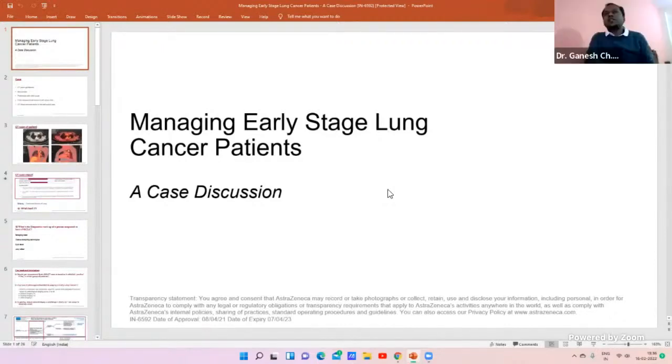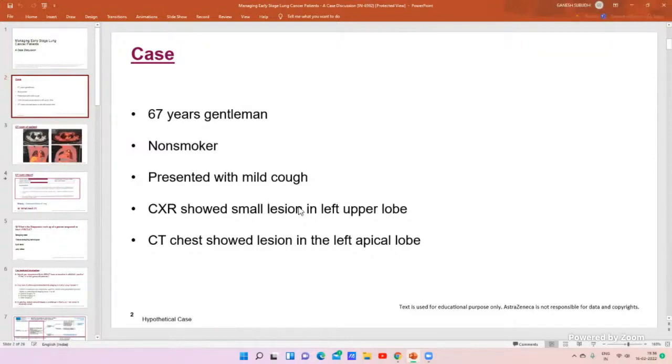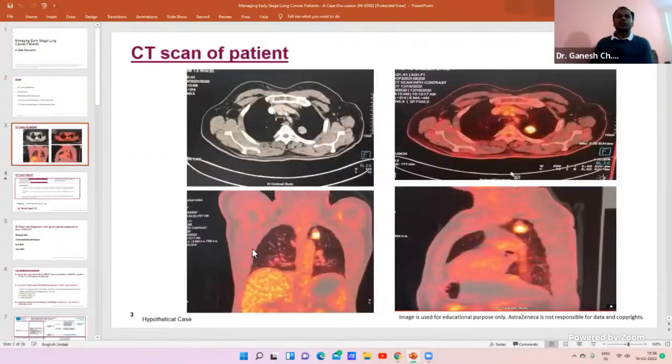We'll discuss early stage lung cancer. Early stage lung cancer comes up to 2A, that is up to T2N0, and locally advanced will come from T2N1 to stage 3. Here we'll discuss a case. A 67-year-old gentleman, non-smoker, presents with a mild cough. Chest X-ray showed a left upper lobe mass. CT chest showed a lesion in the left apical lobe. You can see a left apical lobe lesion.